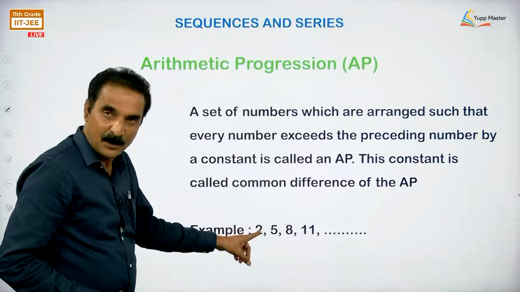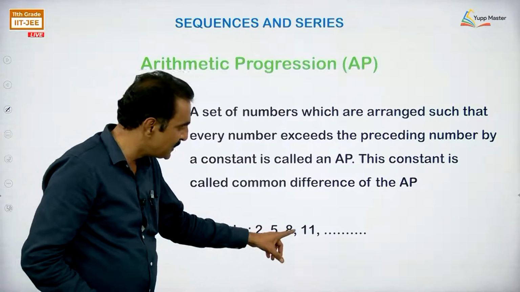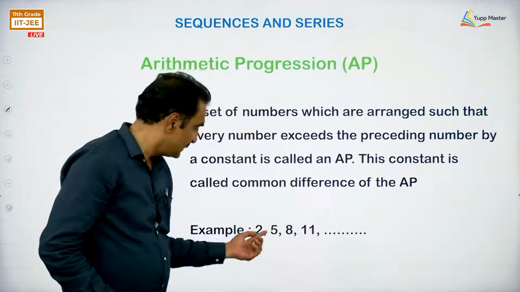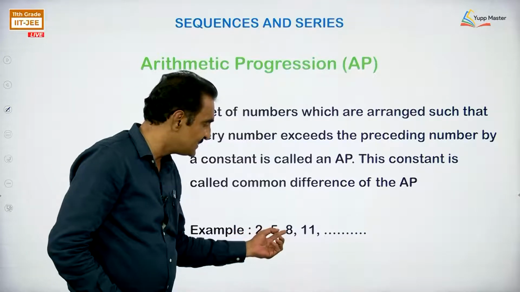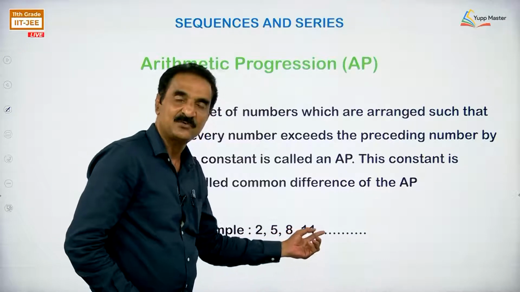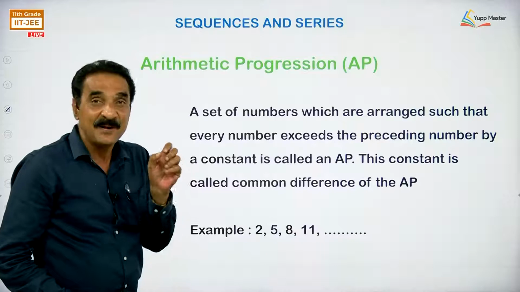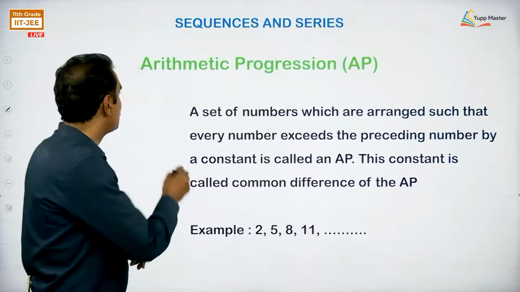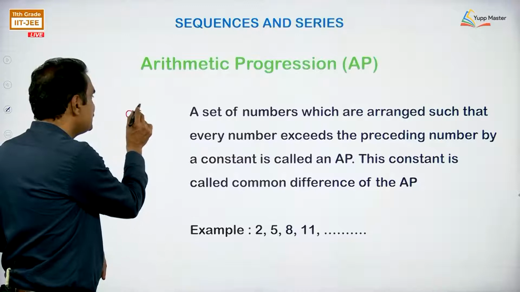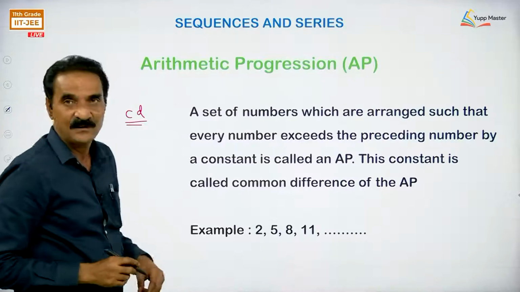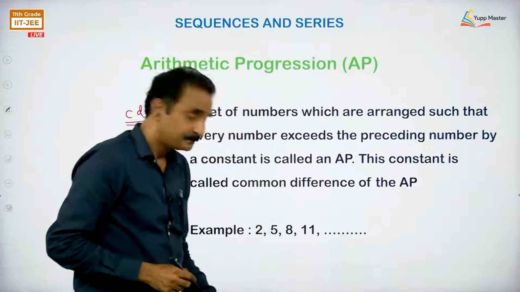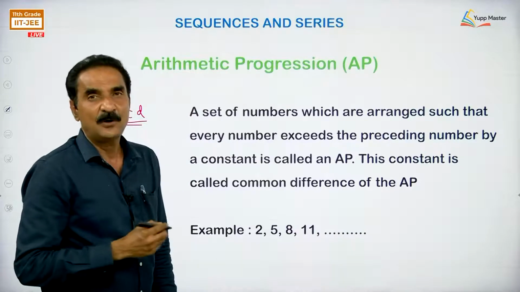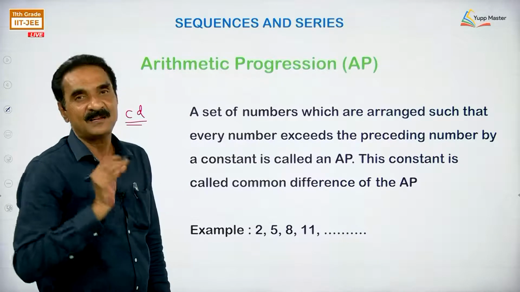Now let us see the example. In the progression 2, 5, 8, 11 and so on, 2 plus 3 is 5, 5 plus 3 is 8, 8 plus 3 is 11 and so on. That 3 which is being added is called common difference. So in further classes I will write it as CD, common difference.